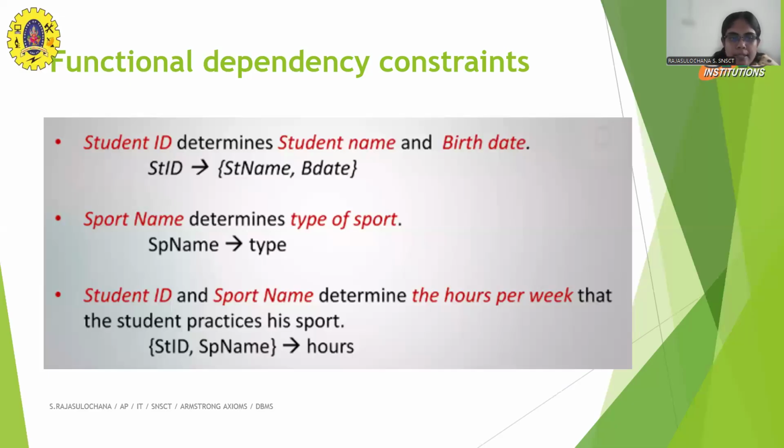One more example is student ID and sport name determines the hours per week that the student practices his sports. So here two attributes, student ID and sport name together determine the hours a student is practicing per week.